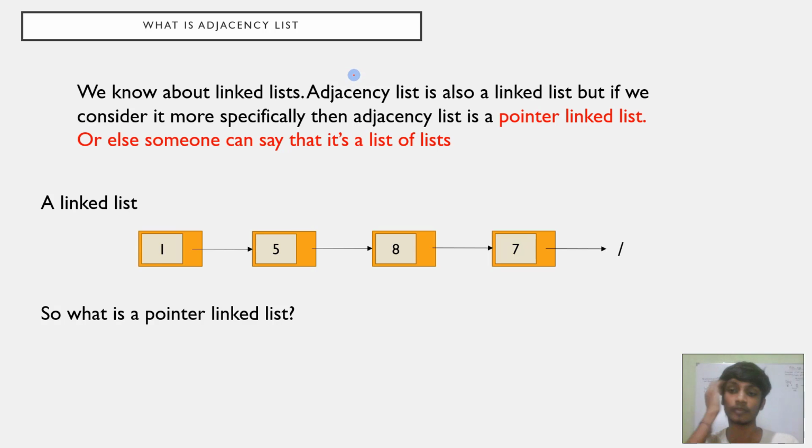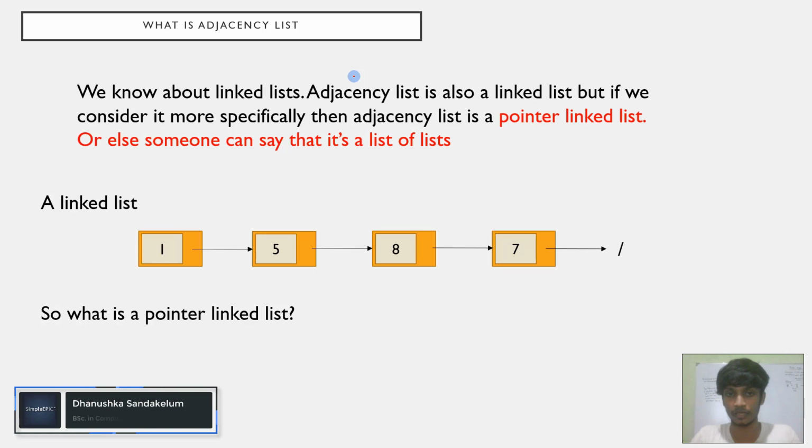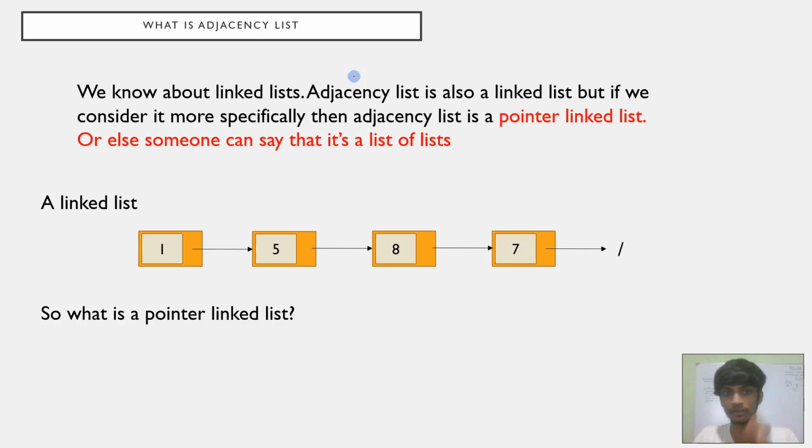Okay, so the next topic is adjacency list. So we know about linked list. If you are familiar with C programming, then you know what a linked list means. And of course, in the first two topics, in the linked list topic, we have discussed what linked lists are, and we need that data structure to represent graphs as well.